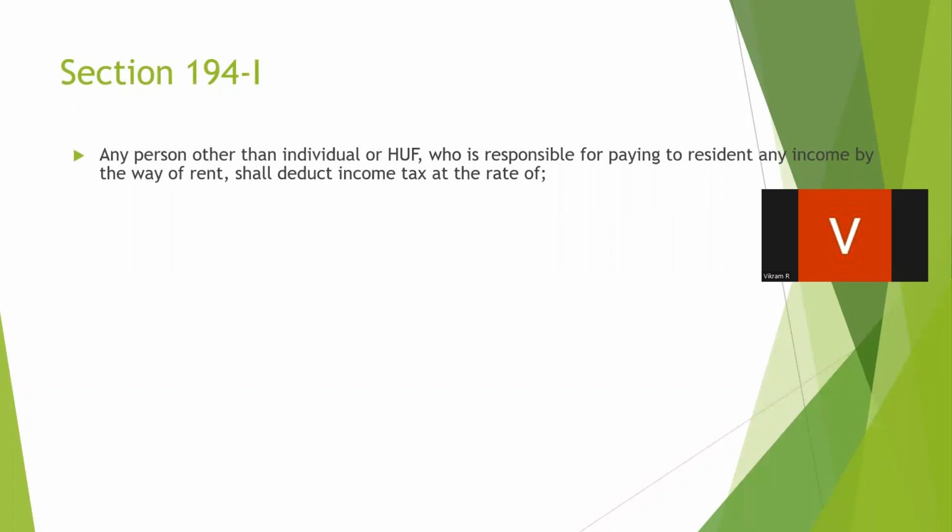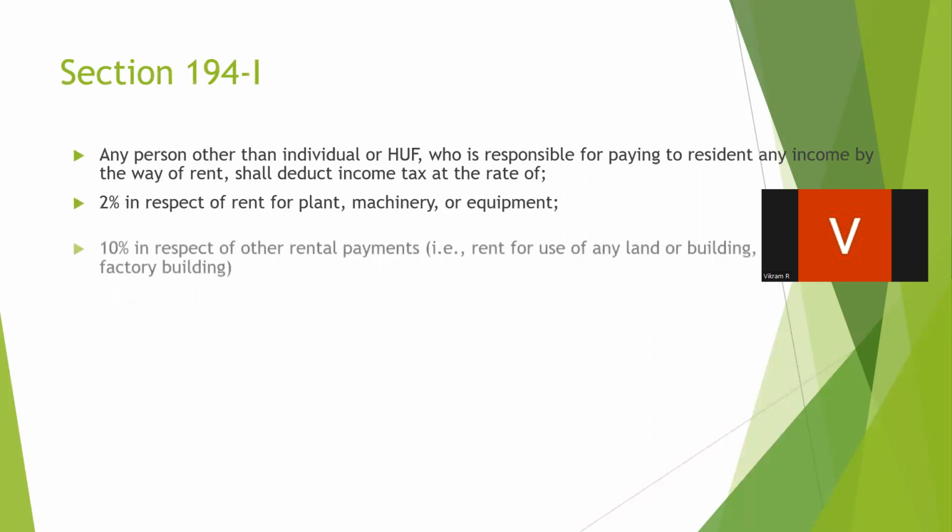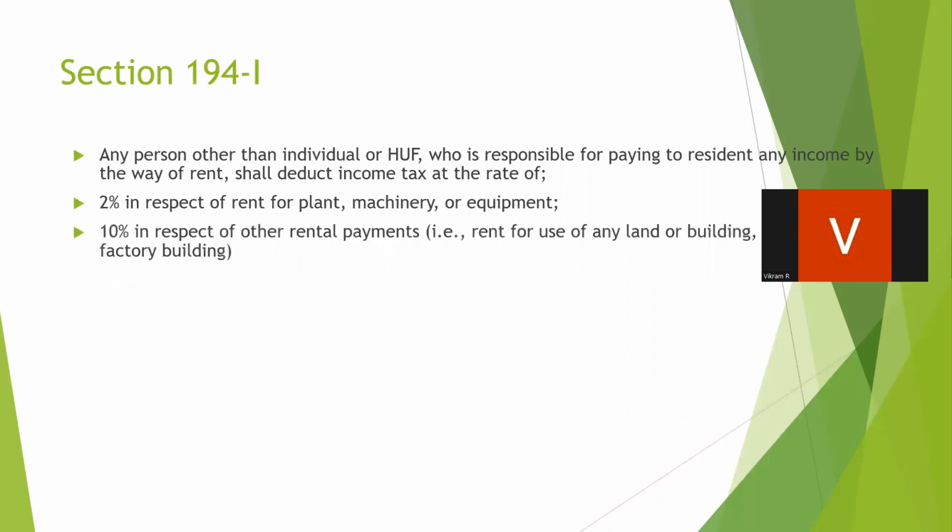This is any person other than an individual or HUF who is responsible for paying any income to a resident by way of rent shall deduct income tax at the rate of 2% in respect of rent for plant, machinery or equipment, and 10% in respect of other rental payments, that is, rent for use of any land or building, including factory buildings.